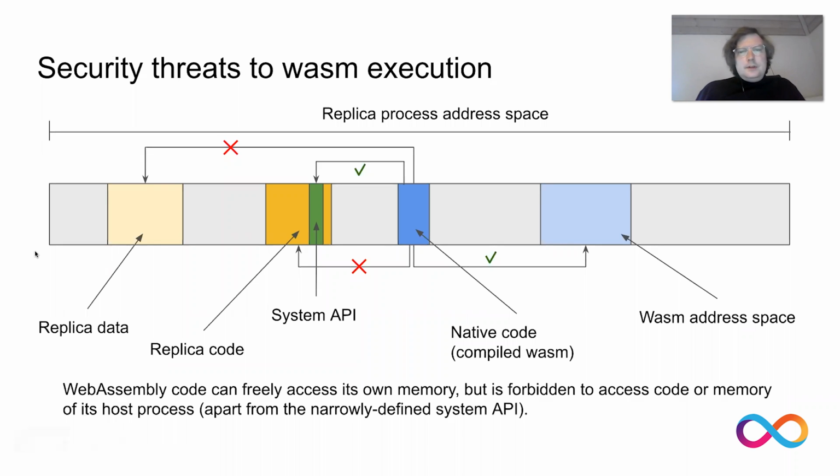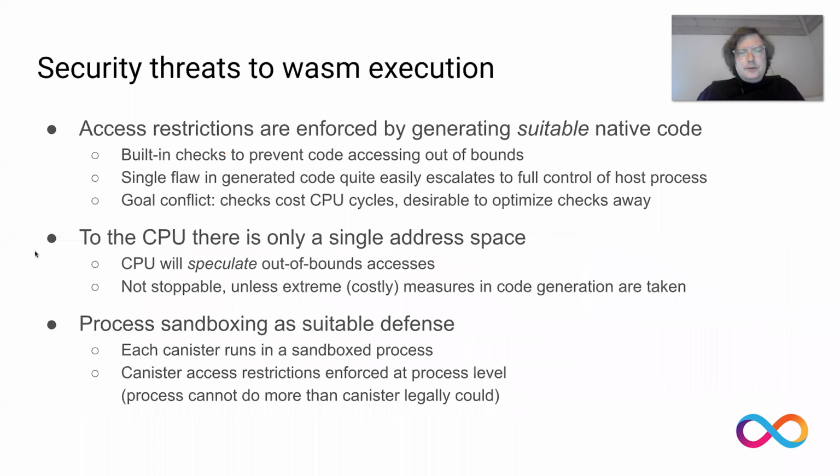The interesting question now is, what is the actual barrier preventing this kind of access? On the next slide, I'm trying to summarize this, and the gist of it is that it hinges on the correct generation of the native code from the WebAssembly code. The code that is generated has a very particular structure, and this needs to be very carefully crafted in order to prevent the kind of accesses that need to be forbidden.